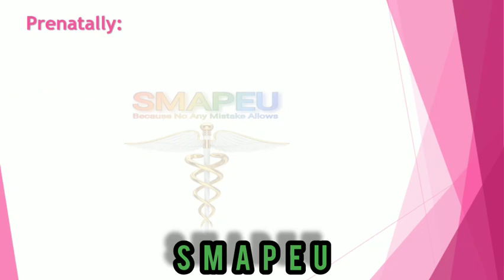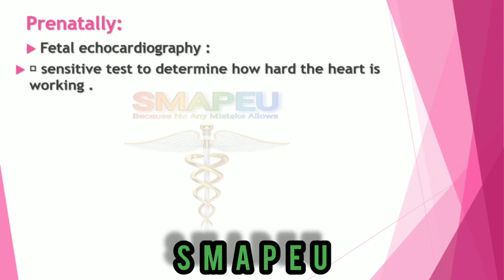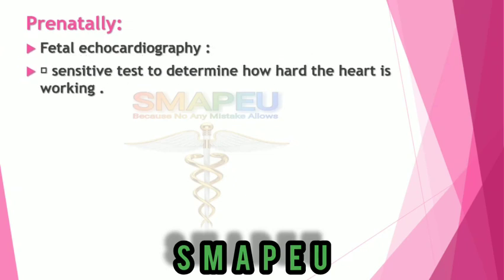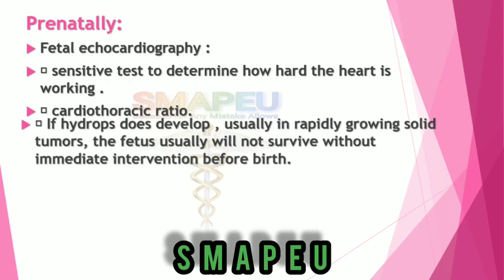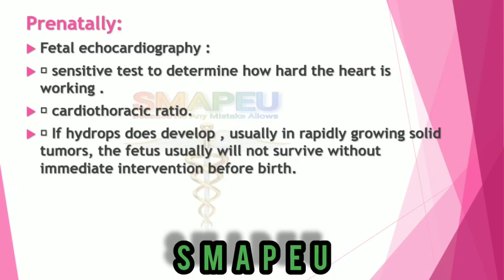Now the third part, fetal echocardiography, as an investigation in the prenatal period for diagnosis of sacrococcygeal teratoma. It is a sensitive test to determine how hard the heart is working, and the cardiothoracic ratio can also be assessed by fetal echocardiography. If hydrops does develop, usually in rapidly growing solid tumors, the fetus usually will not survive without immediate intervention before birth.